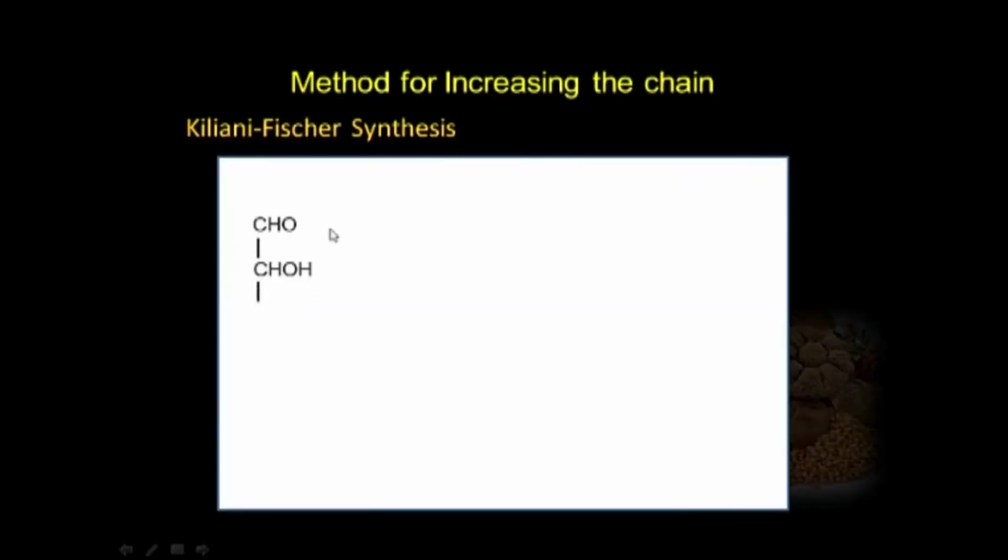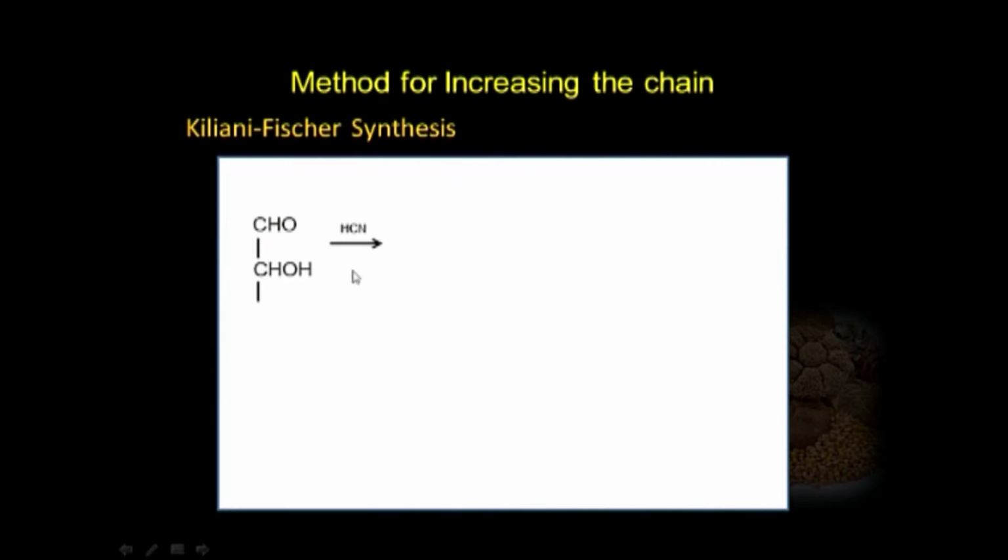Then next we take up the method for increasing the chain, meaning if we have a lower homologue in a monosaccharide, how do we get a higher homologue? This reaction occurs only on aldoses and is called the Kiliani-Fischer synthesis. Again for this reaction I have taken only the upper portion of any aldose.